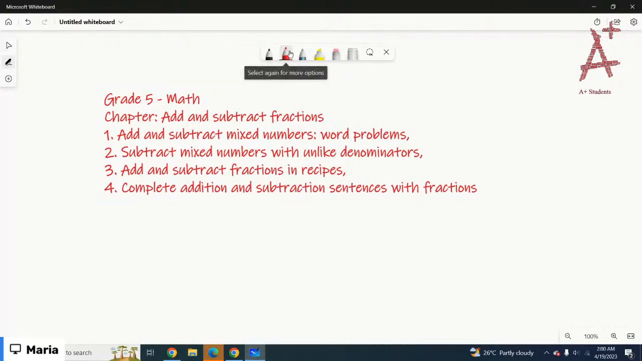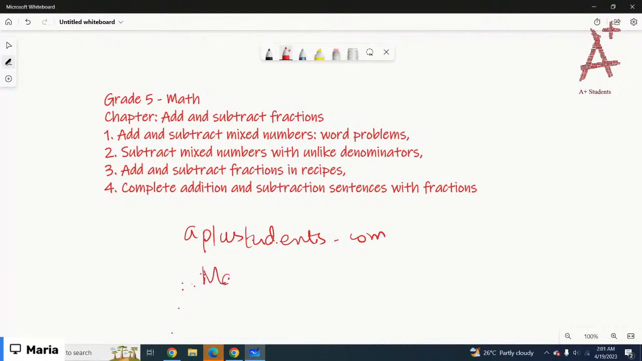So you can find all the lessons on aplusstudents.com. You have to log in there using your email address, and the password is provided by the administrator. Then you have to select math from the subject tab, scroll down to grade 5 and then click on view all lessons. So there you can find the list of the chapters.